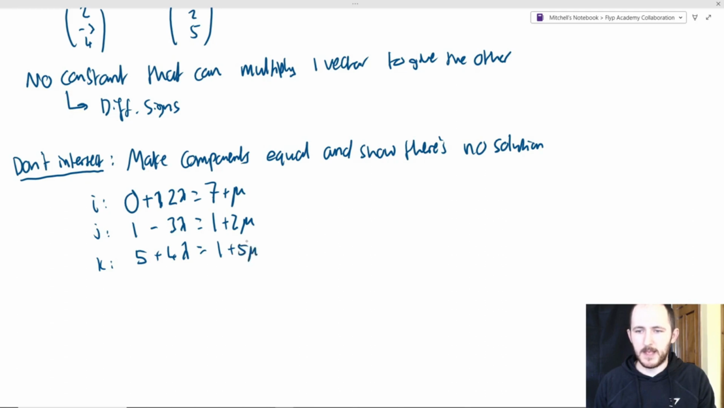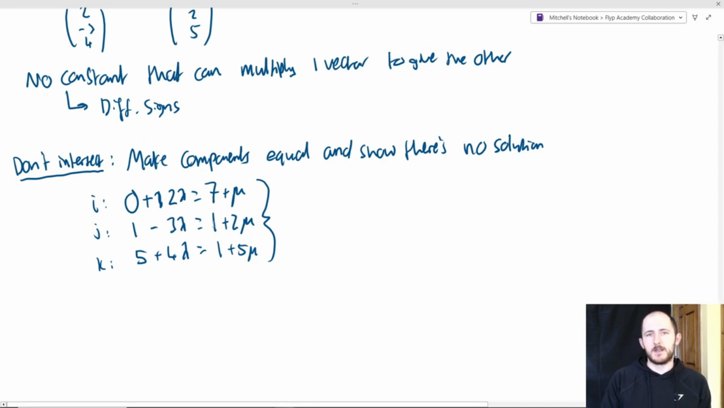So, if they intersect, there will be a solution to this set of equations. Okay? There'll be an actual solution. So what I mean by that is I'll have a value of lambda and mu where all of these equations will be solvable. They'll be valid. So, for example, 2 times this value would give me 7 plus the other value. 1 minus 3 of that value would also give me this, and so on. Okay? If they intersect, there is a value of mu and lambda that works in all 3 of these equations.